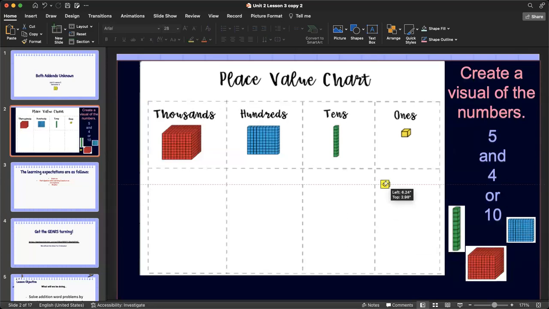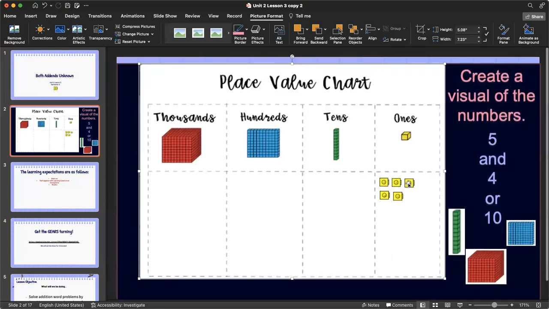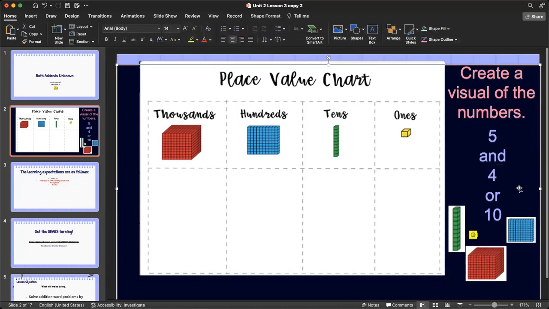How you would do that is by using 5 separate ones cubes. So again, 1, 2, 3, 4, 5. We've made the number 5. My next problem that I need you to figure out and solve is, how would you make the numeral 4? Pause and allow your child to figure out the problem.